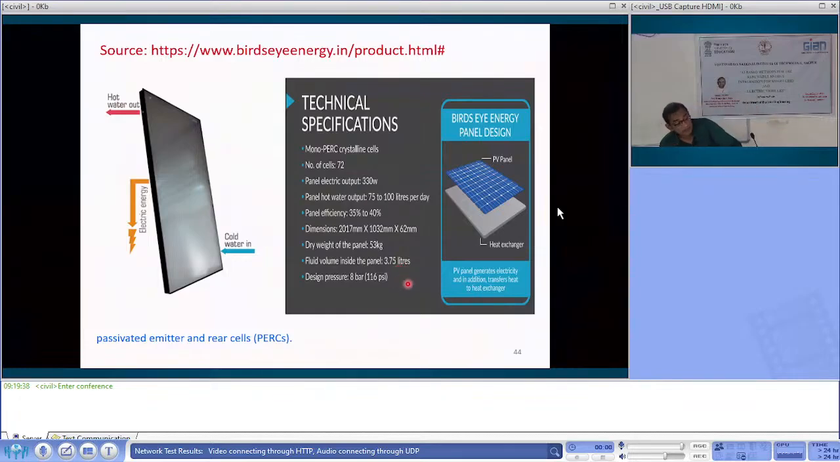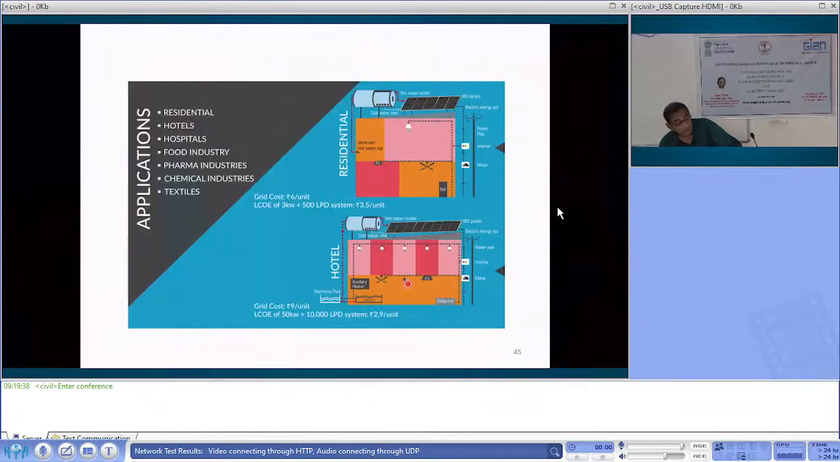This is from Hyderabad, Bird's Eye Energy. They have indicated in their presentation that this is suitable for residential purpose. In a home you need hot water and also electricity. It is used in hotels, hospitals, food industry like Haldiram, and others, pharma industries, chemical industries, textile industries. And they have shown for residential how it can be implemented. And grid cost of ₹6 per unit will come, that they have also written. 500 liter LPD solar water heater system, and they have shown it for hotel also.